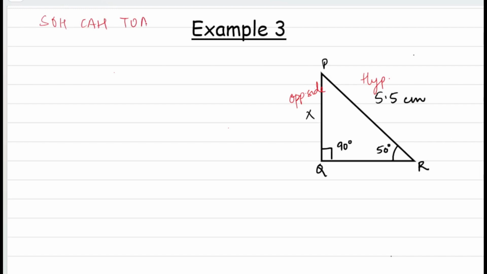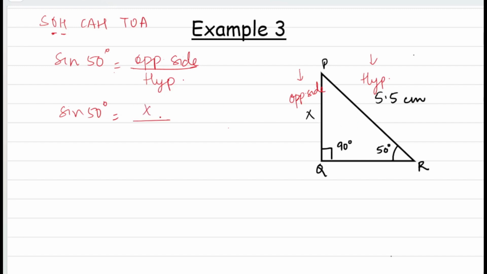Now let me write SOHCAHTOA. And now, which ratio connects opposite side to hypotenuse? Let's check here. Opposite side to hypotenuse, sine. So I am going to use sine of 50-degree angle. So sine of 50 degree is equal to the ratio of opposite side to the hypotenuse. Now sine of 50 degree will be equal to, what is the opposite side? That's X, which value I need to find out. And what is hypotenuse? It's 5.5.